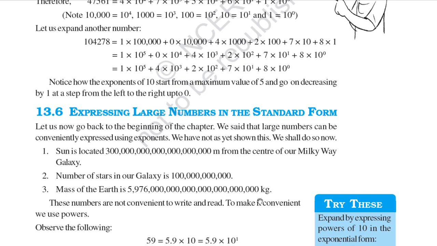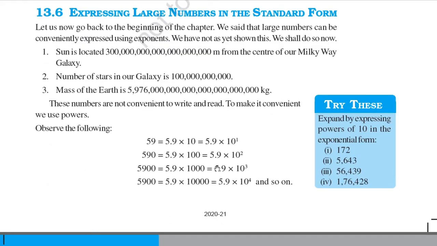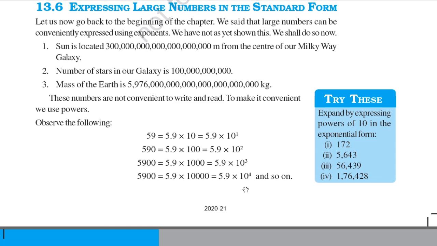These numbers are not convenient to write and read. To make it convenient, we use powers. So observe this: 59 is equal to 5.9 into 10, so we can write 5.9 into 10 to the power 1. 590 is 5.9 into 100, so 5.9 into 10 square. 5900 is 5.9 into 1000, that is 5.9 into 10 to the power 3. So we can write 5.9 into 10,000, that is 5.9 into 10 to the power 4, and so on. So you can write like this to make it easier.